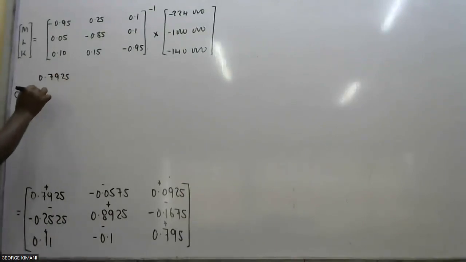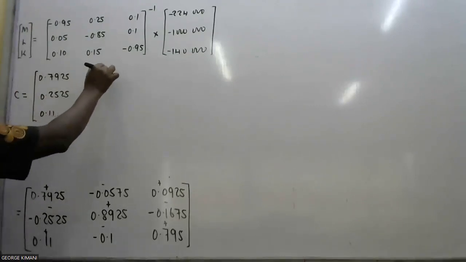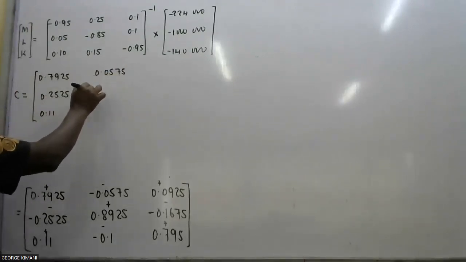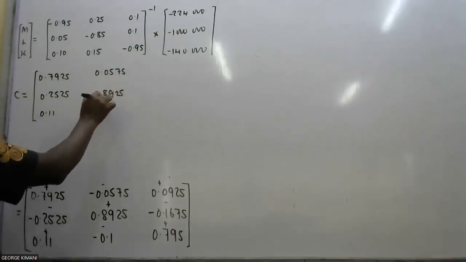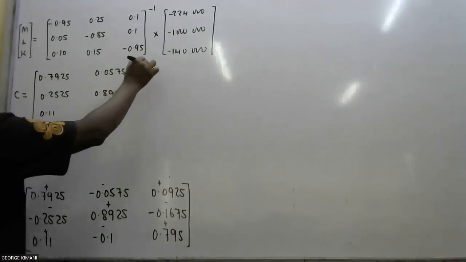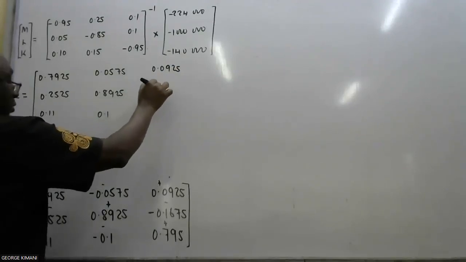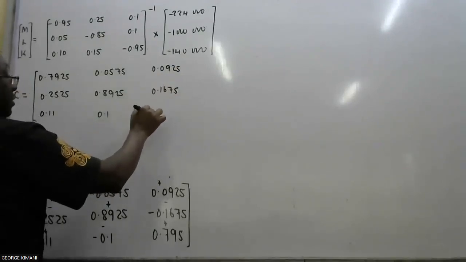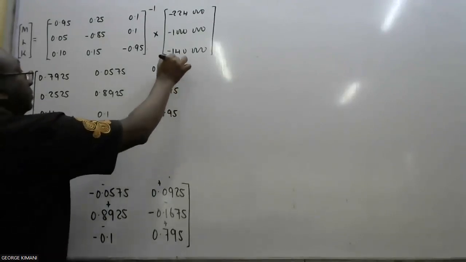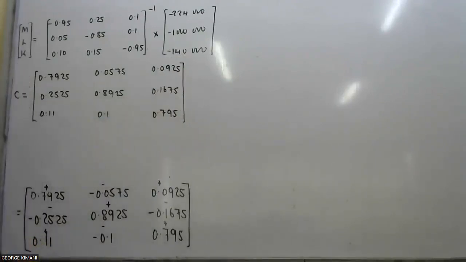So we have 0.7925, 0.2525, 0.11, 0.0575, 0.8925, and 0.1. Then 0.0925, 0.1675, 0.795. That's the cofactor. Let's get the determinant.